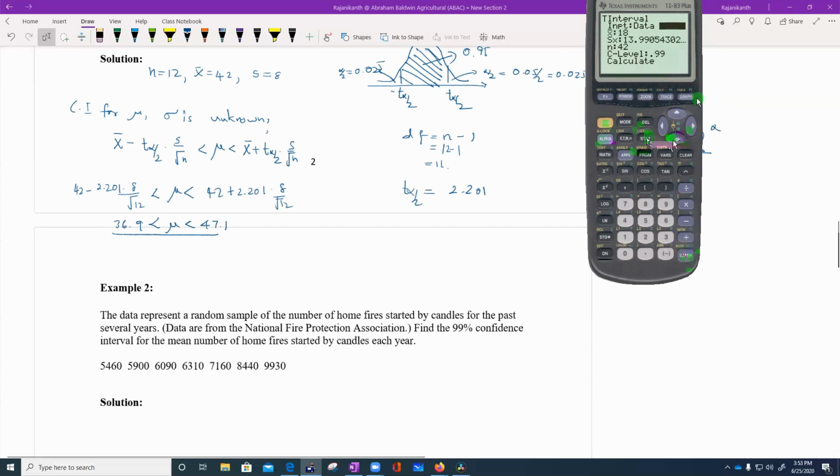Now I'm going to put the stats here for this particular problem. X bar is, what is x bar? 42. And sample standard deviation is now 8.